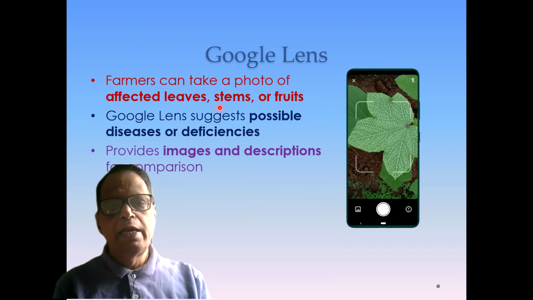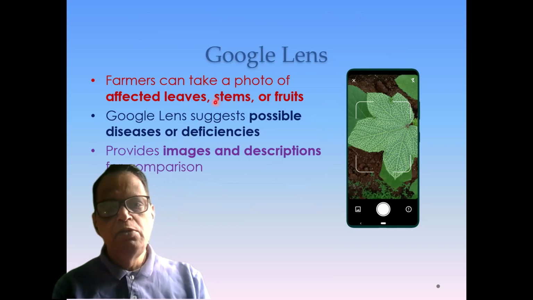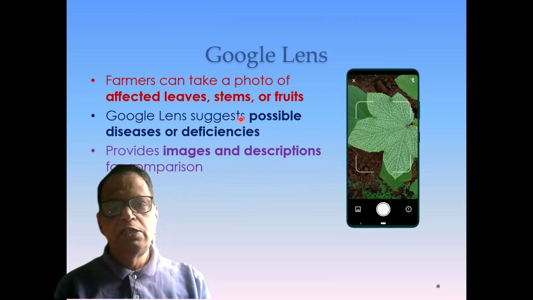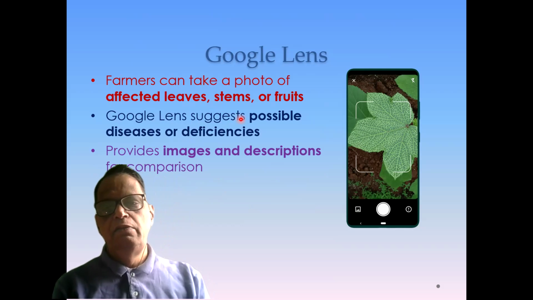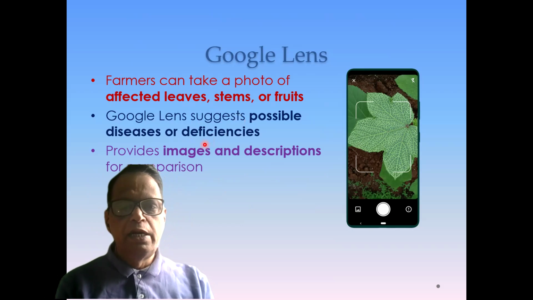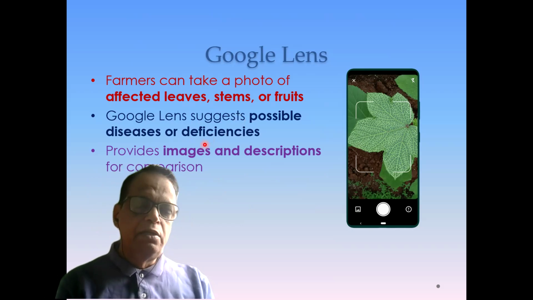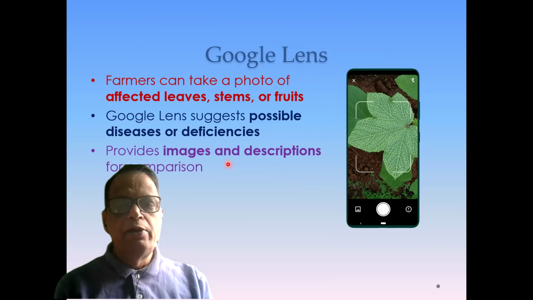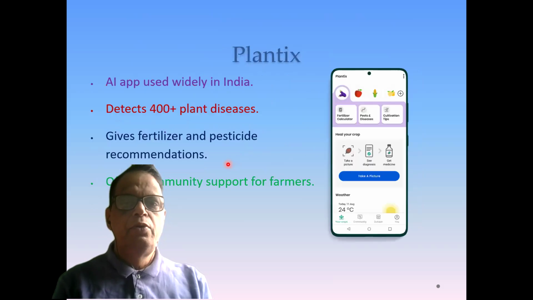So the farmer can take a photo of the affected leaves, stems or fruits, and Google Lens will suggest the possible disease that may be there on the plant. And if there are certain deficiencies, then the deficiencies will also be pointed out. So it will provide the images and description for comparison to the farmer.